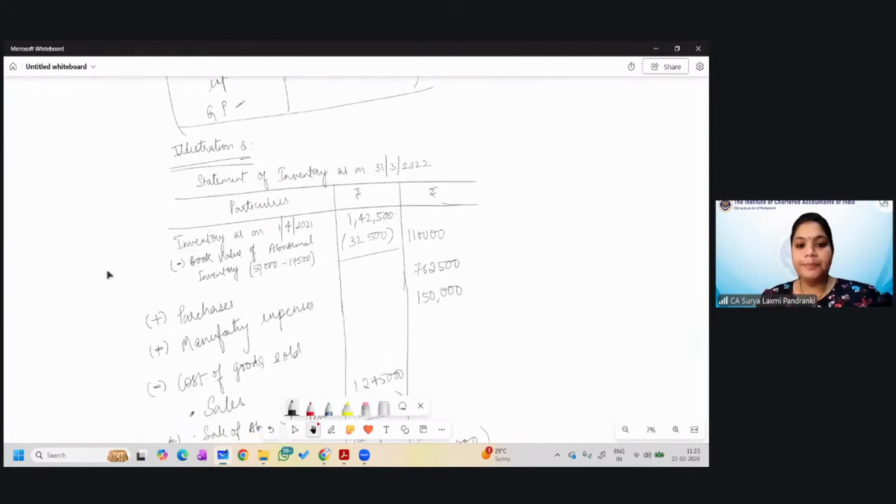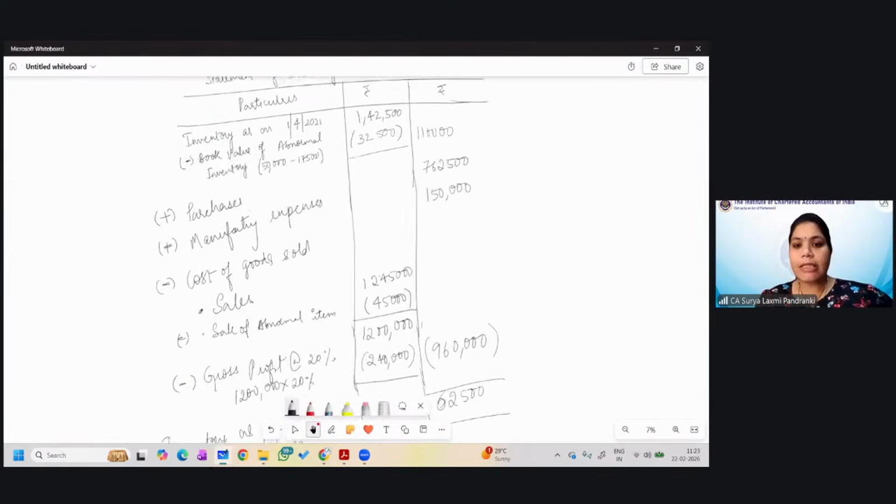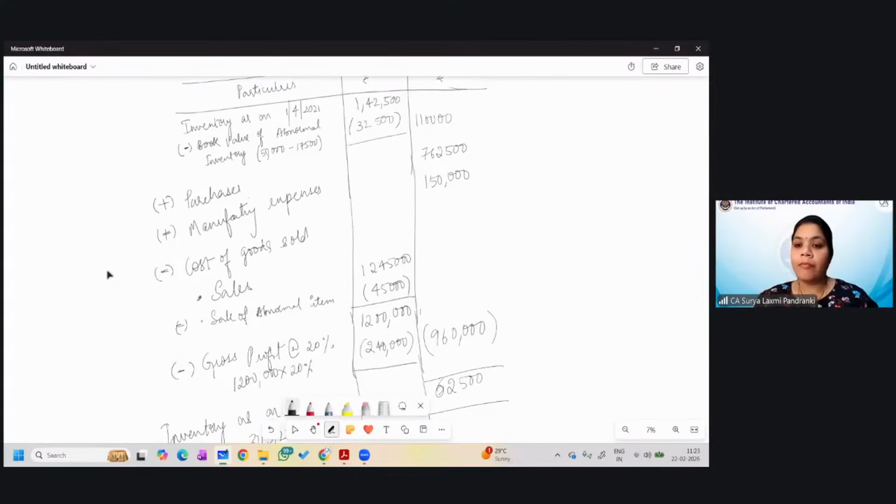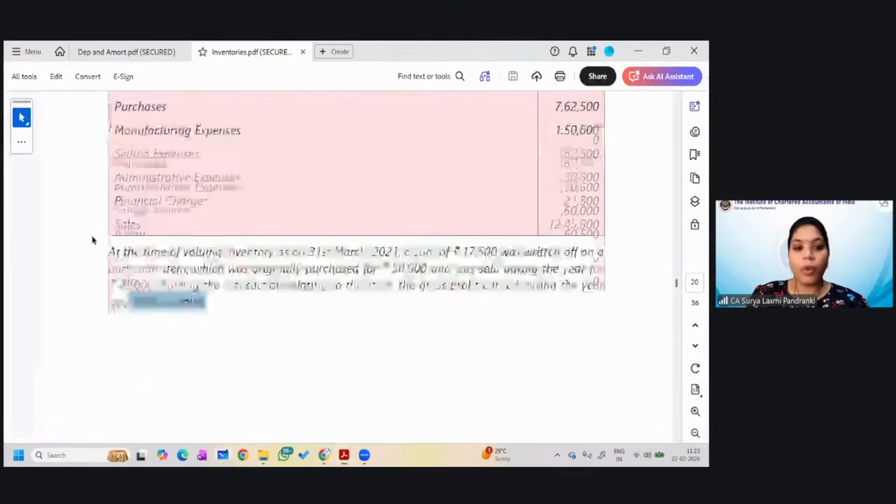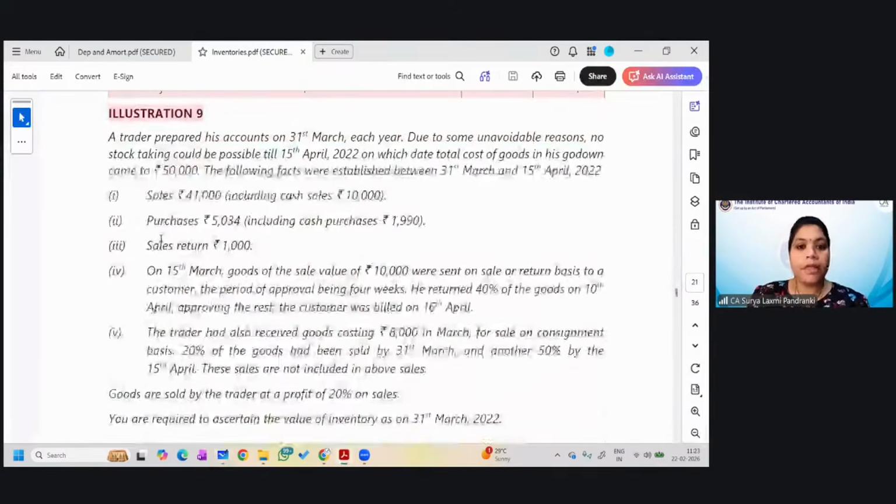Done. Did everyone get 62,500? In this question, the only adjustment that we have done is about the abnormal inventory. Why are we removing it? That should be clear to you. We remove abnormal inventory just because it should not be part of your calculation of gross profit. Okay, I'll move on to the next question. Illustration 9. Now look at this question.